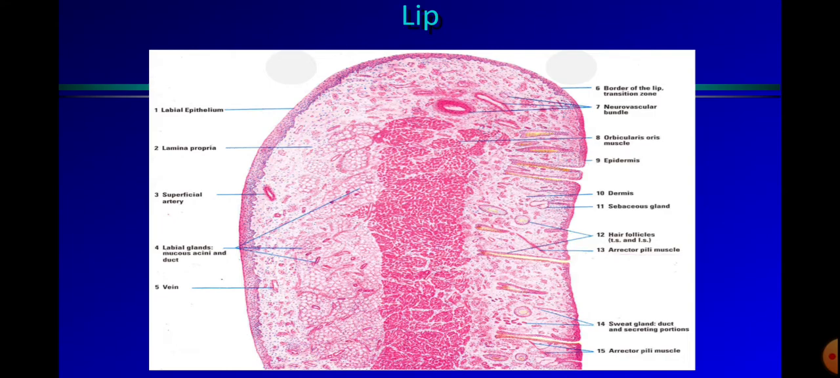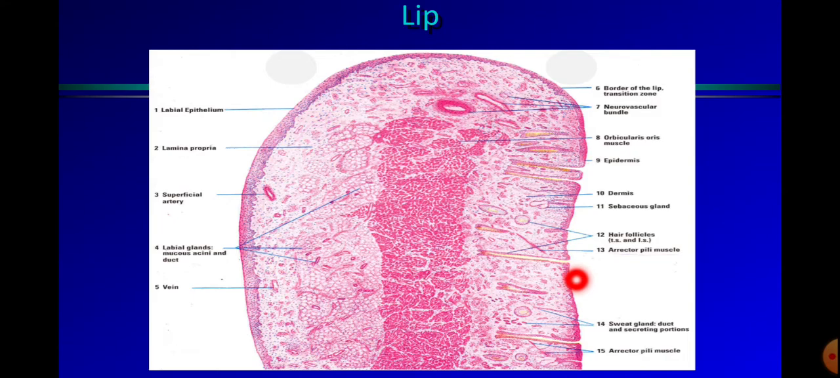So we should know the epithelial lining of the skin. The epithelial lining of the skin is the stratified squamous keratinized epithelium. Out of these two, here I can find this is the stratified squamous keratinized epithelium. On the other side there is the stratified squamous non-keratinized epithelium. So this is the keratinized epithelium, so this is the outer aspect.